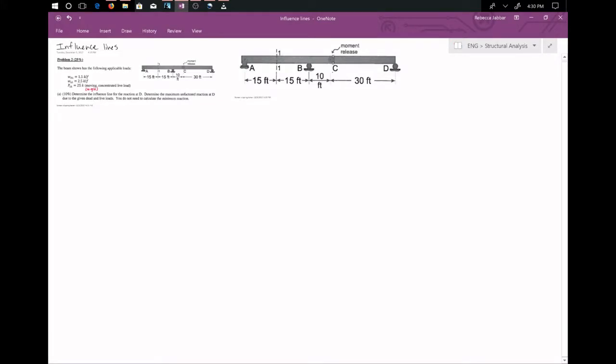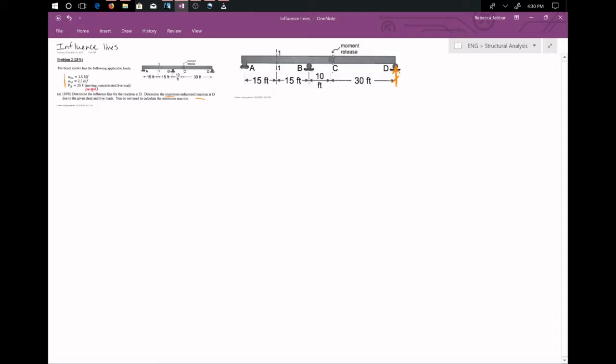Alright, for this problem, we have a beam that doesn't have any loads applied, but we have our applied loads over here. And it's asking us to find the influence lines for this support reaction at D, and it's a roller, so it'll just be a vertical reaction. And it wants us, by finding the influence lines at D, to find the maximum reaction at D based off of these live loads.